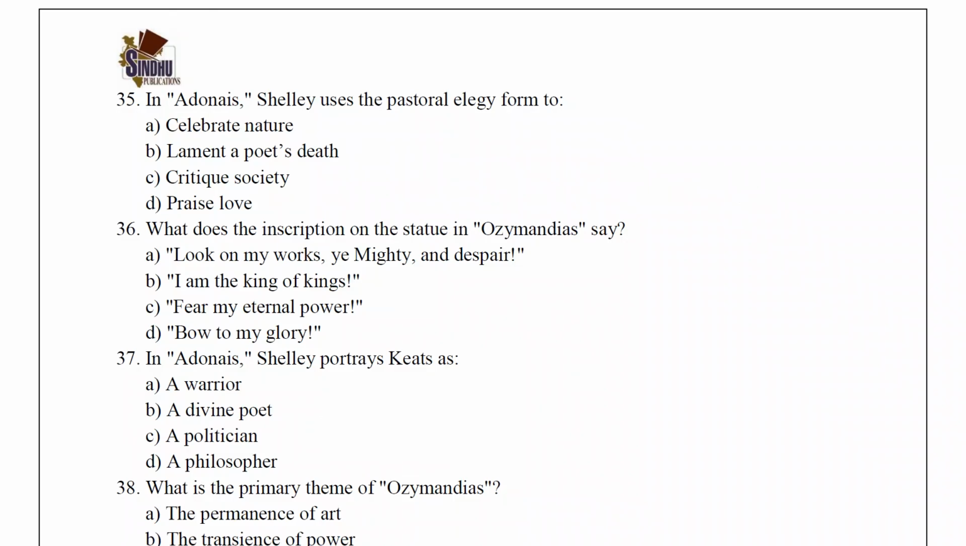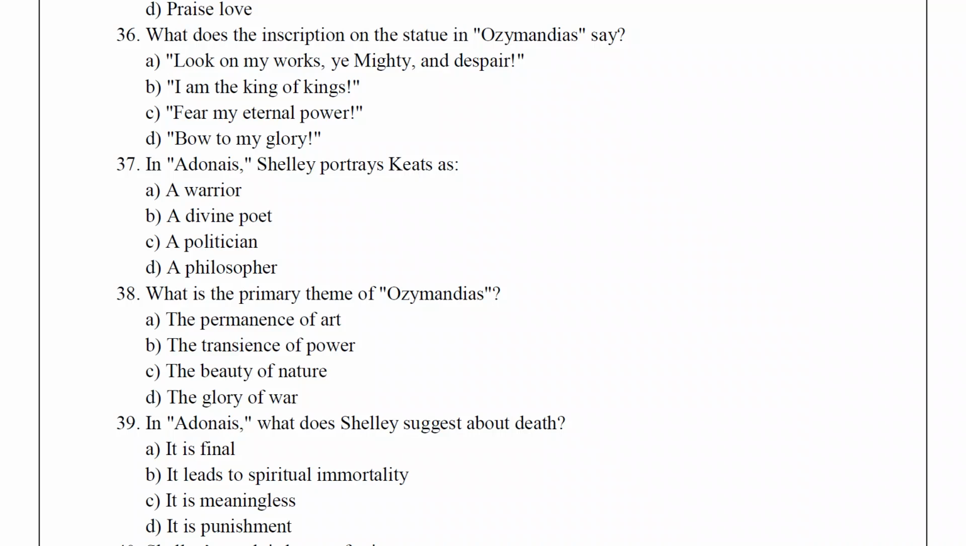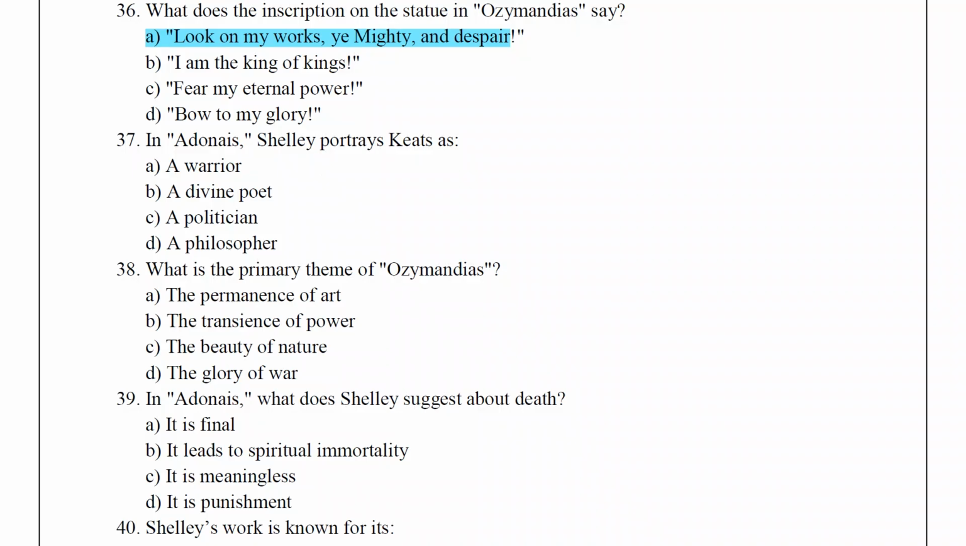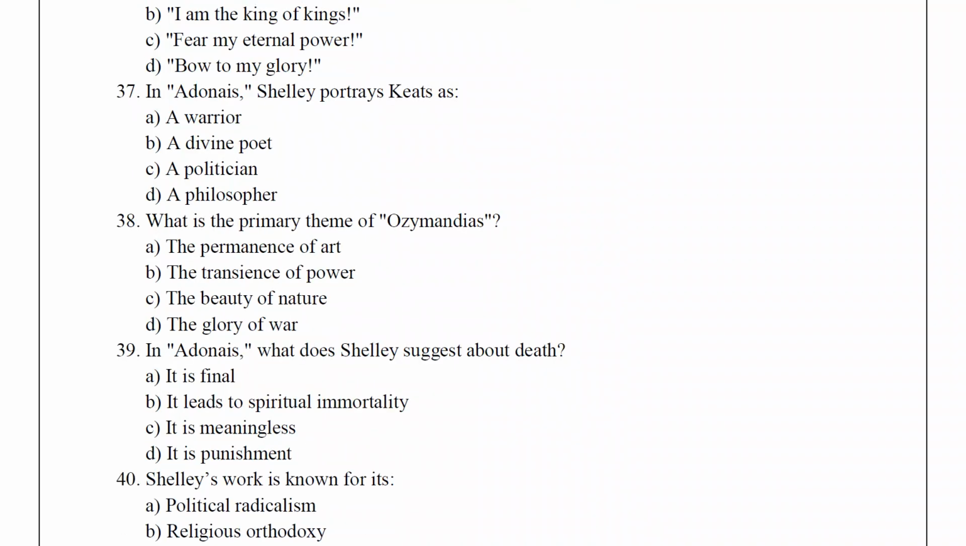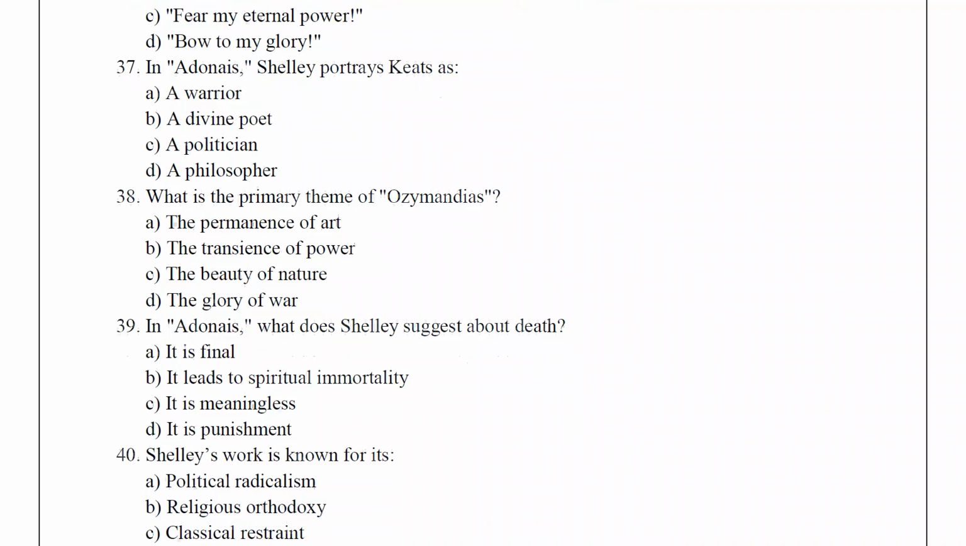In Adonais, Shelley uses the pastoral elegy form to lament the poet's death. What does the inscription on the statue in Ozymandias say? Look on my works, ye mighty, and despair. In Adonais, Shelley portrayed Keats as a divine poet.